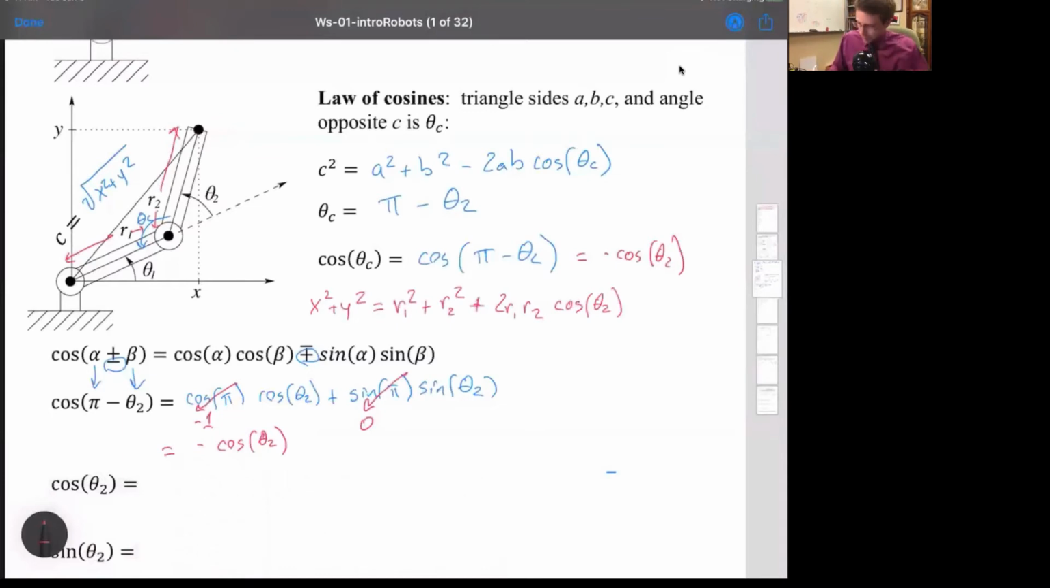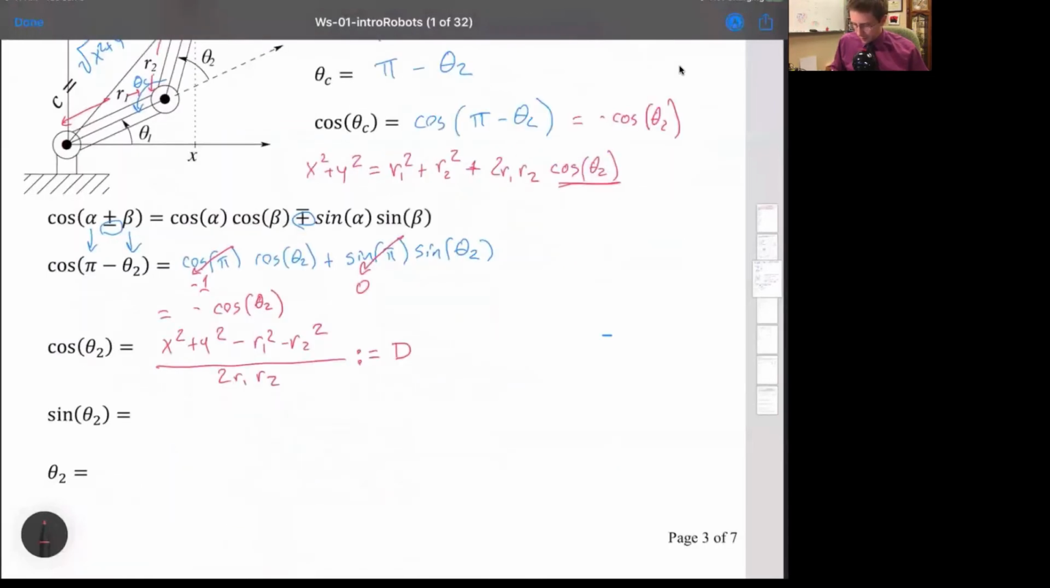Now what we want to do is solve for this cosine of theta 2. The easiest thing is to move everybody to the other side. So that's going to be x squared plus y squared minus R1 squared minus R2 squared, all divided by 2 R1 R2. This ugliness we're going to name as a variable d. So that's the cosine of my theta 2.